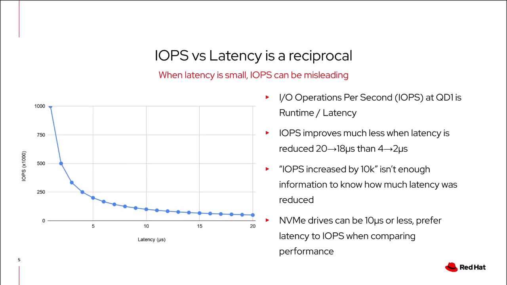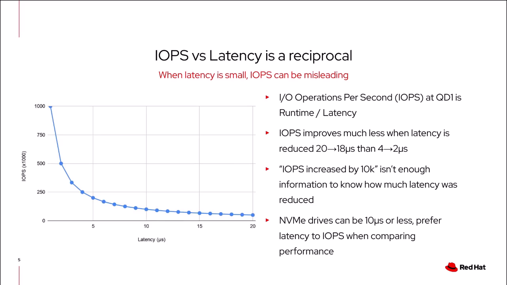And that's why saying something like IOPS increased by 10K doesn't really convey enough information to know what is going on. You need to know at least the basic IOPS level you were at before in order to understand how the latency came into play.